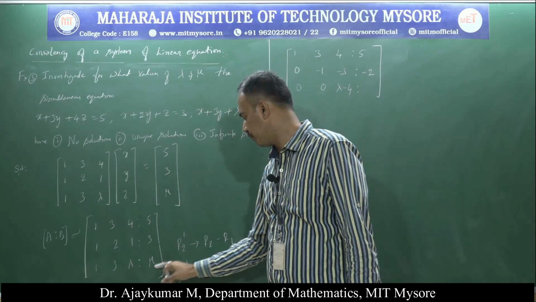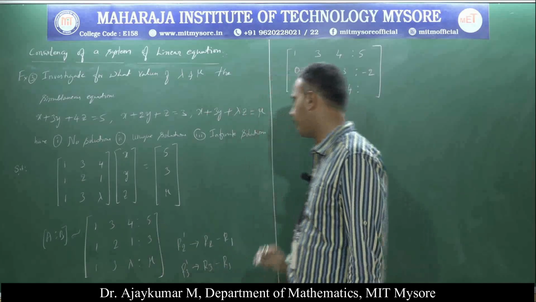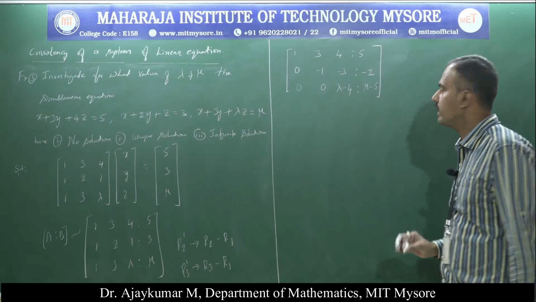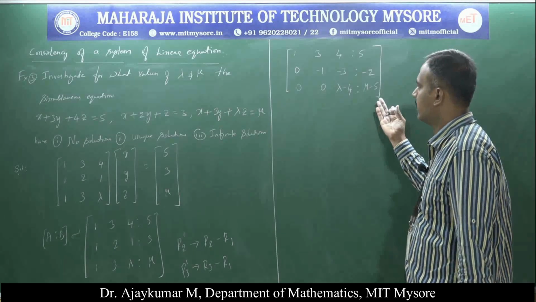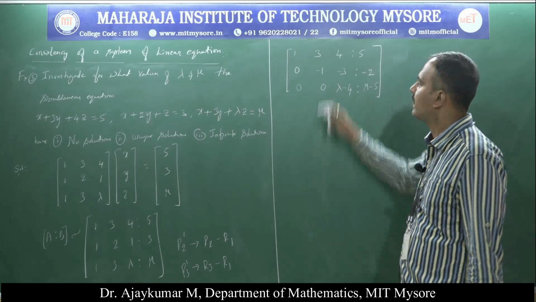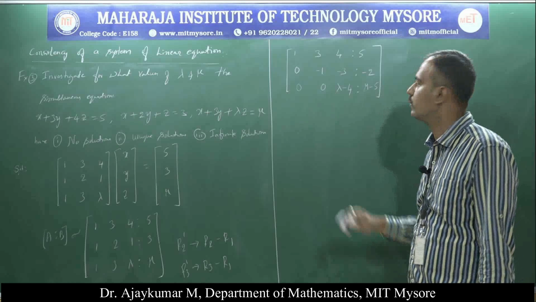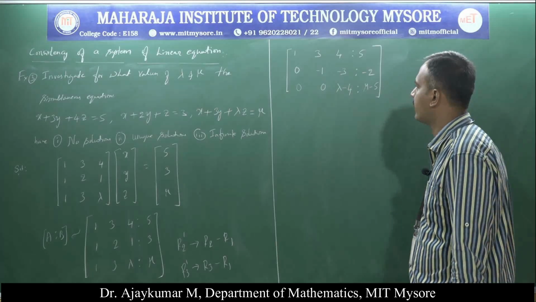Okay, row 3 element here mu, now minus R1 element here 5, mu minus 5 here. Okay, is it clear? Now check whether it is in the row reduced echelon form. Leading entry 1 here, all the column elements below the leading entry 0 here. Yes.